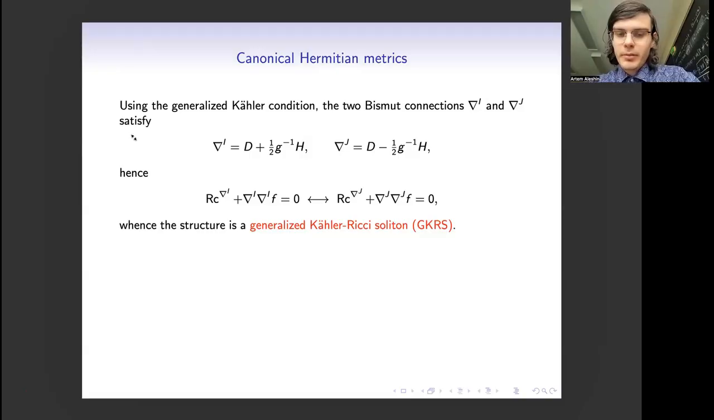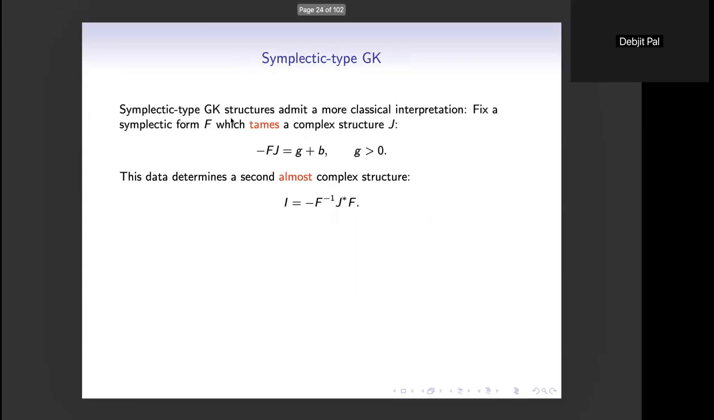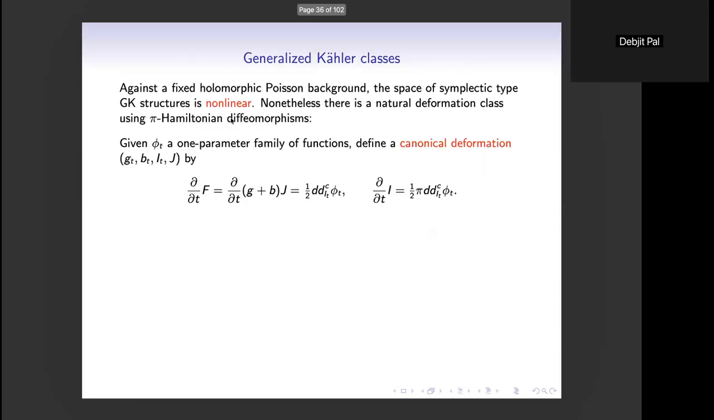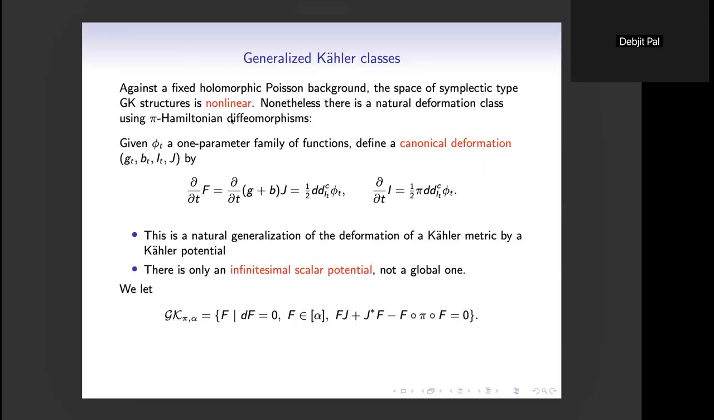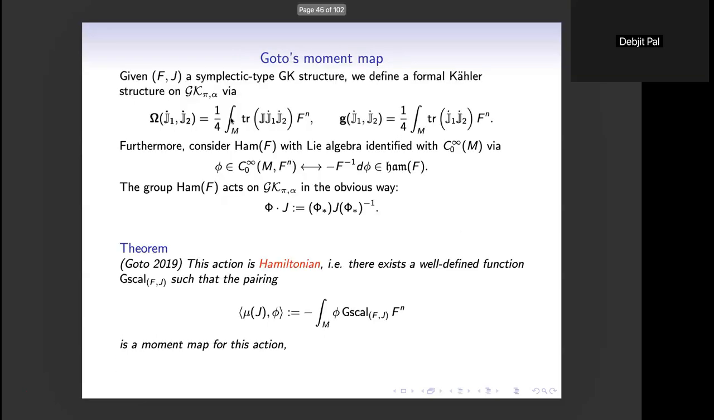Okay. Any more questions? Yeah, I have a question. So, Goto did define a notion of stability to study this Hitchin-Kobayashi correspondence. Does it have any relation with this stability notion?